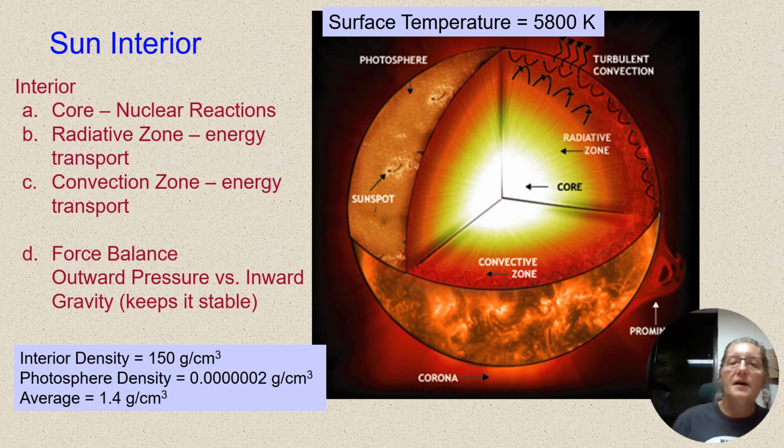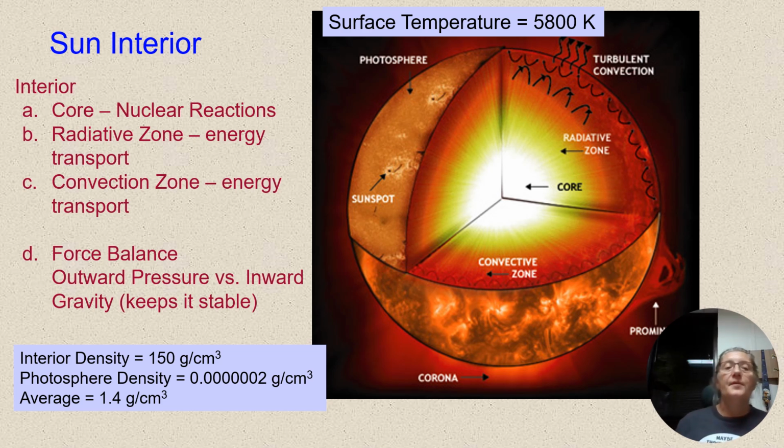This second cutaway of the sun shows the interior density of the sun is about 150 grams per centimeter cubed, or 150 times larger than water. However, the density becomes very, very small at the photosphere, demonstrating the near emptiness of space. Space is very cold and very empty.